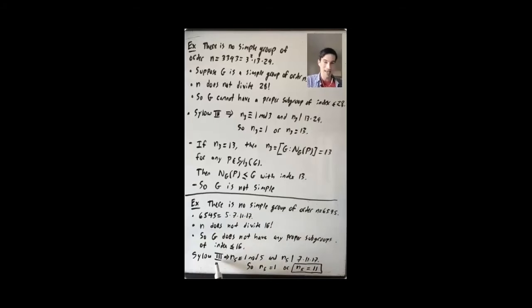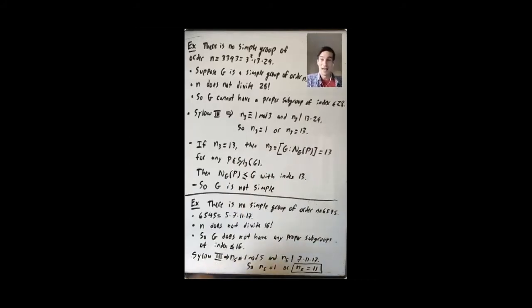Let's apply Sylow III again and see what it says about n_5. Well, it says that it's 1 mod 5, and it divides 7 times 11 times 17. And it's kind of easy to check that in this product of three things, the only divisors of this product that are 1 mod 5 are 1 and 11. Okay, if n_5 is 1, there's a normal Sylow 5-subgroup, and your group is not simple. So if your group is simple, then n_5 can't be 1. So what happens if it's 11? And now we just do this argument again. If n_5 is 11, then pick any particular Sylow 5-subgroup.